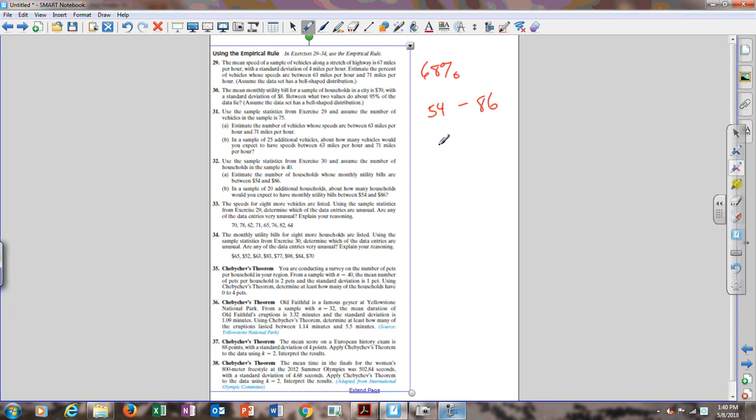So 0.68 times 75 is going to give you 51 vehicles. In a sample of 25 additional vehicles, about how many would you expect to have speeds between 63 and 71? You would expect about 68 of them, because it's 68% of 100.